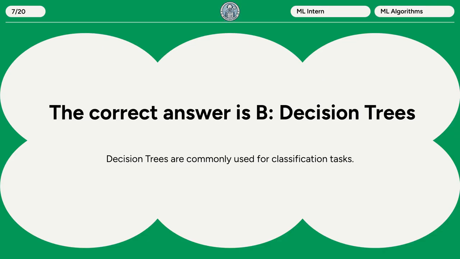The correct answer is B. Decision trees. Decision trees are commonly used for classification tasks.